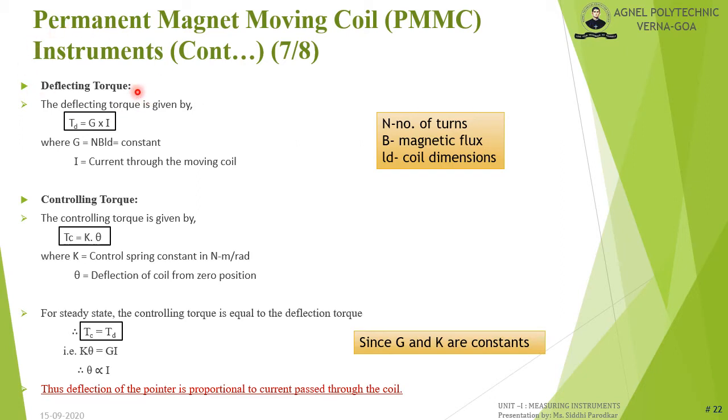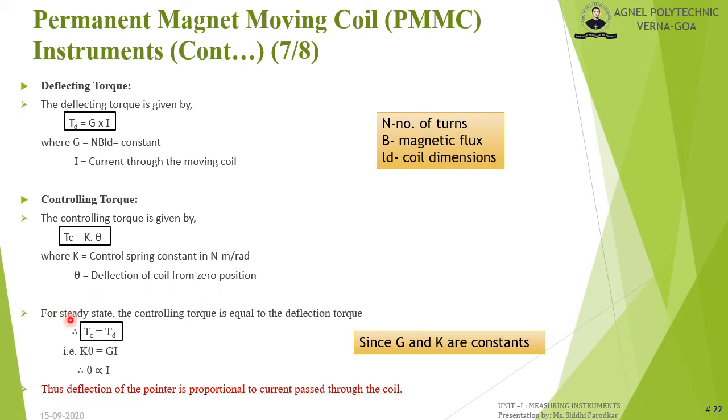Deflecting torque, that is Td, is given by the expression Td = G × I, where G is the constant given as N × B × L × D, where N is the number of turns, B is the magnetic flux, L and D are the coil dimensions, and I is the current which is passed through the moving coil. Controlling torque is given by the expression Tc = K × theta, where K is the control spring constant given in Newton meter per radian, and theta is the deflection of the coil from zero position.